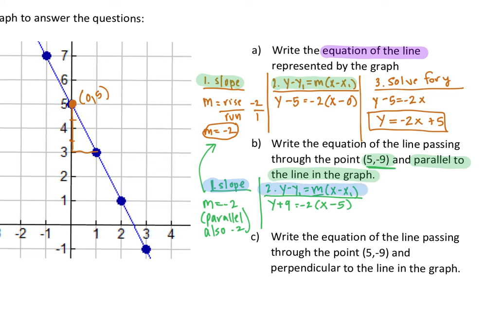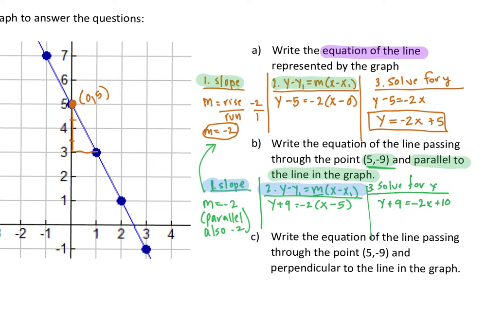Then the last step here is to just solve for y. This is usually the hardest step. It's not so bad when you have nice clean whole numbers, but if you get fractions, this process can be kind of tricky. Looks like we're not going to have fractions here, so that's nice. So we've got y plus 9 equals -2x plus 10.